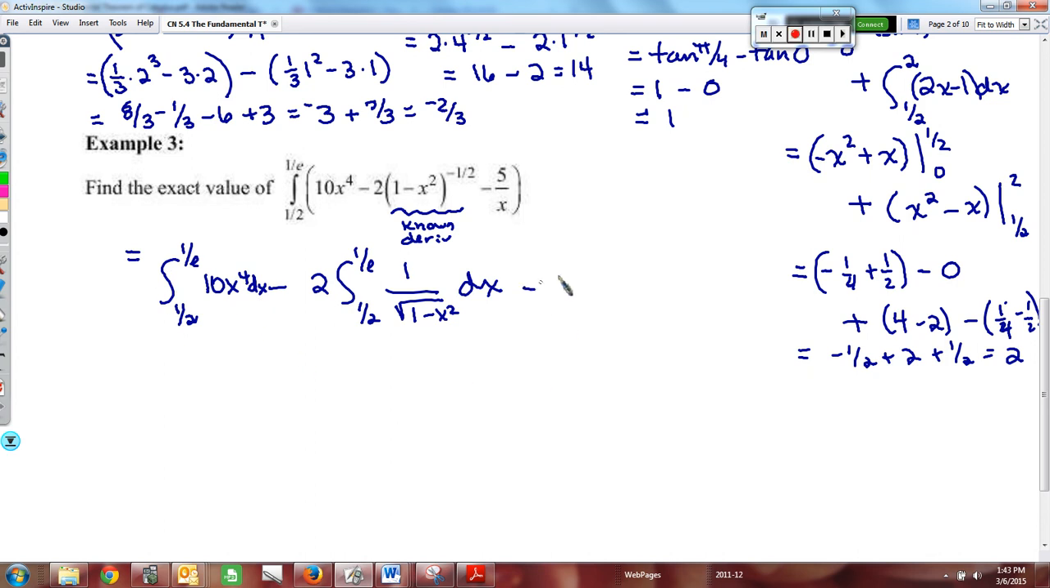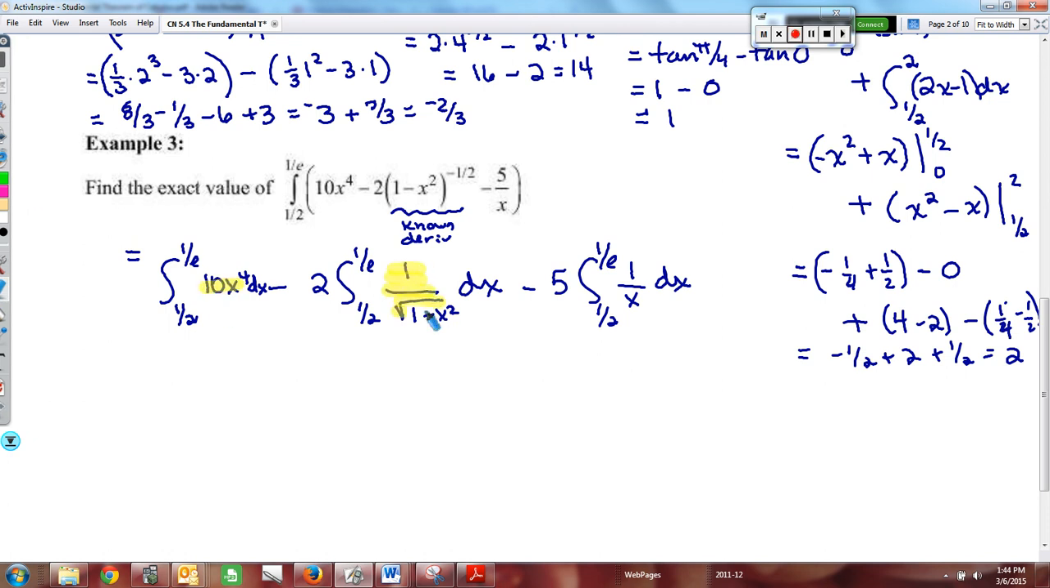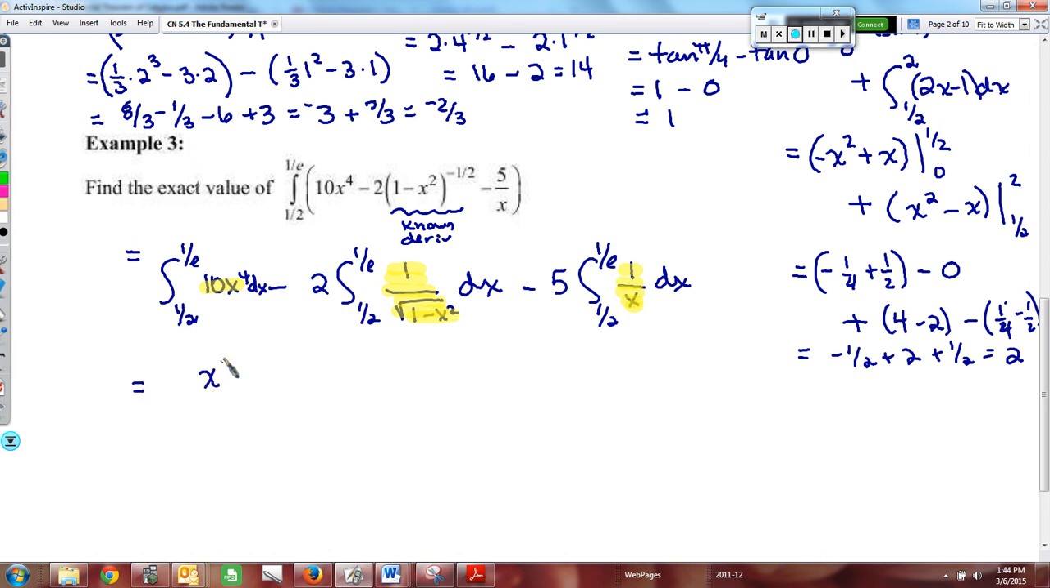And then minus, I'm going to pull the 5 out, integral 1/2 to 1 over e of 1 over x dx. What you're doing is you're trying to use the rules that we have and make sure you have integrands that are known derivatives that you know from chapter 3 and in 5.1 when we were doing this. So power function, add 1 to your power, and then divide by 5. 10 divided by 5 is 2.